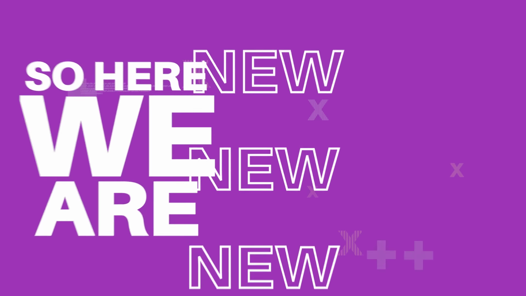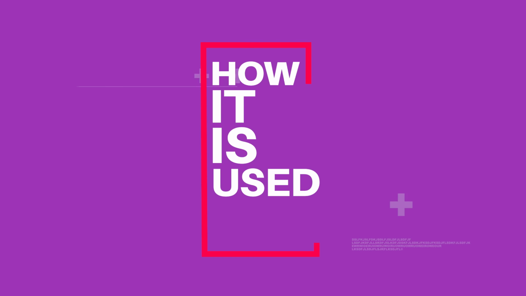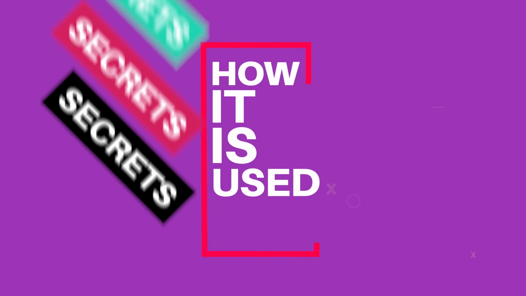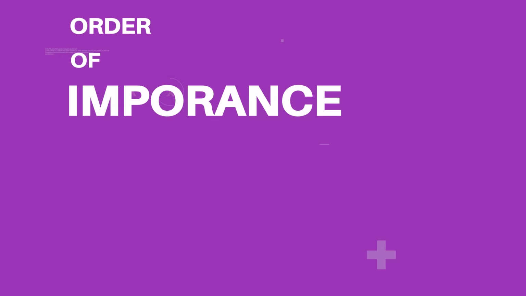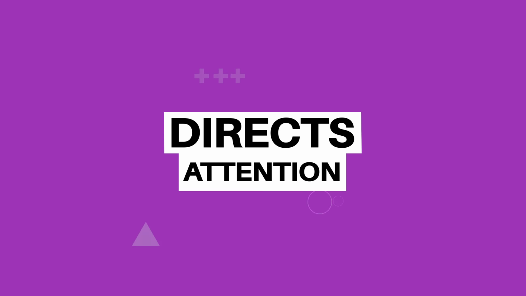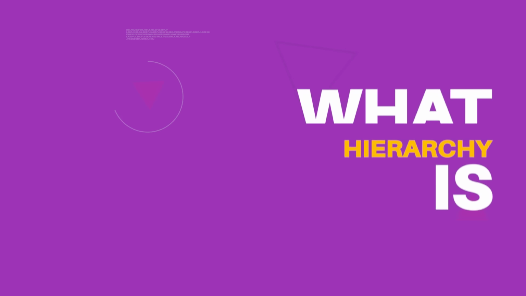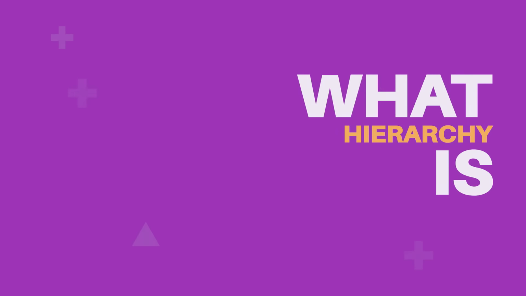So here we are starting a series on graphic design principles, and in today's video you're going to learn what hierarchy is, how it's used as an expert designer, and also you're going to learn some secrets along the way. Now hierarchy is one of the main fundamental design principles, and as a designer, hierarchy is so important as it creates order of importance within the design elements, and it also directs attention whilst making information easy to understand by the viewer. And don't worry, I'm going to explain everything in detail so you understand fully what hierarchy is and why you should be using it.